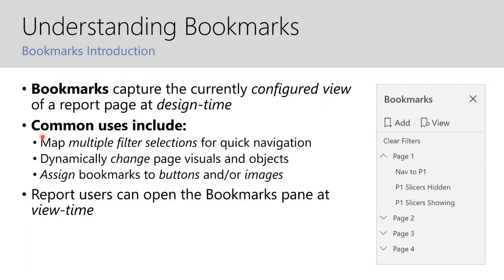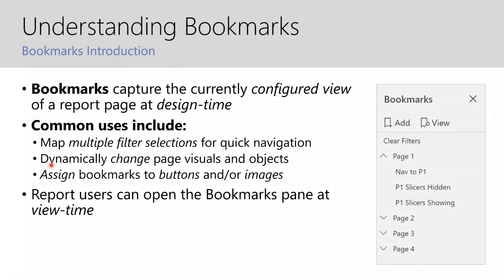Being able to capture multiple filter selections for quick navigation was the original foundation for this. From the early periods of bookmarks, when you were creating them, you could have a button that you click, and then four or five filter selections would be automatically applied. So it reduces the number of mouse clicks, which makes for a more intuitive user experience, so they don't have to click multiple times to get to a result that they want.